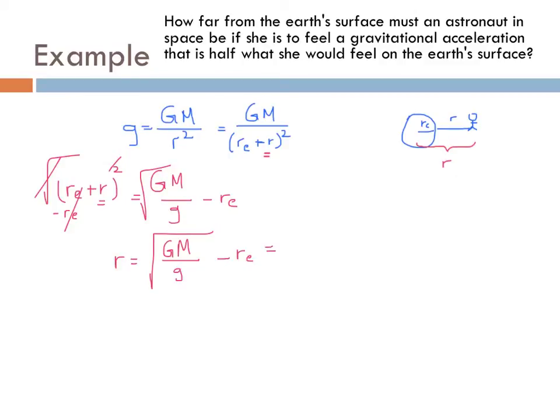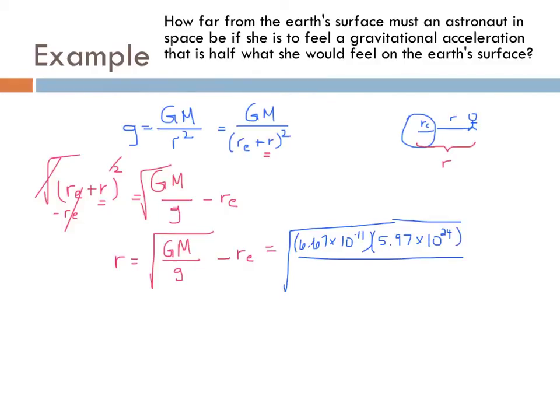If you plug in all of your numbers, again for capital G, we have 6.67 times 10 to the negative 11. For capital M, again, that's the mass of the Earth. These are going to be constants you're going to be given if you need to use them or actually calculate something. They're going to be found on your equation sheet. Little g, again, we want to know when she would feel half of what she would feel on Earth. So if on Earth it's 9.8, we would want her to experience 4.9. And then again, the radius of the Earth is 6.37. All of this information can be found from your equation sheet.